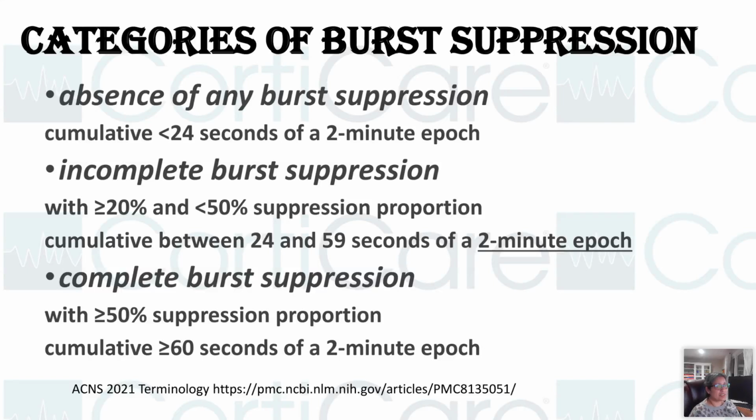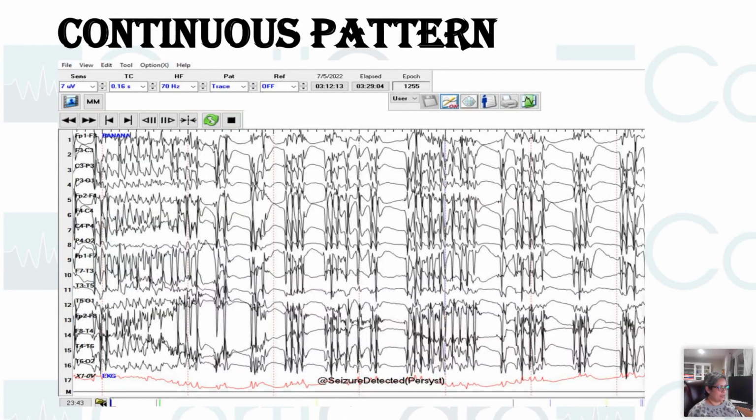I don't know if this classification is being used so much in the clinical world, but this is from the ACNS terminology. When you see more than 20, but less than 50% suppression in a 2-minute epoch, that means from 24 to 59 seconds. So we are taking our range in a 2-minute epoch, and we're going to call it incomplete burst suppression. Complete burst suppression is when more than 50% of the 2-minute epoch is suppressed.